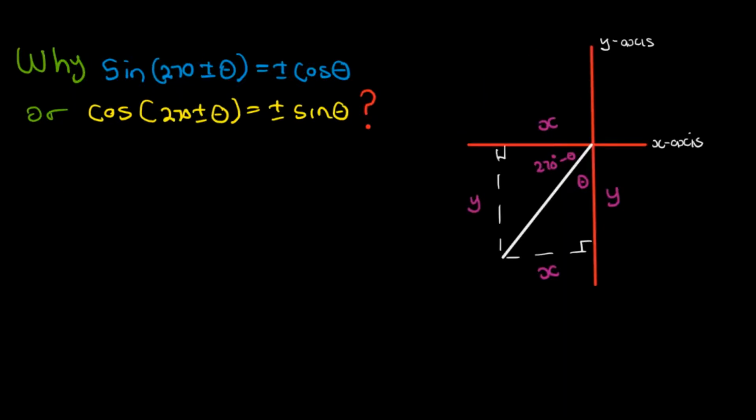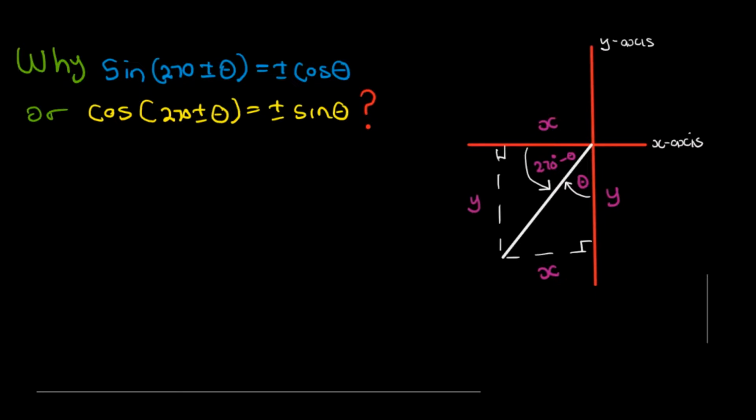Now we are to find out why sine of 270 degrees plus or minus theta gives us plus or minus cos of theta, or why cos of 270 degrees plus or minus theta gives us plus or minus sine of theta. As you can see here on my Cartesian plane, I drew two triangles that represent two angles. One represents 270 degrees minus theta, and the other one represents theta. Let's first start with the one that represents theta.